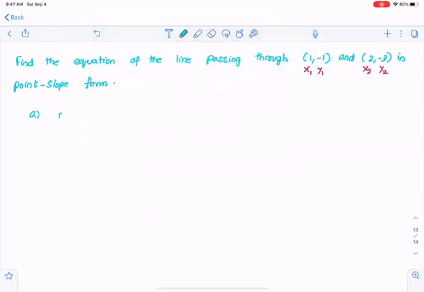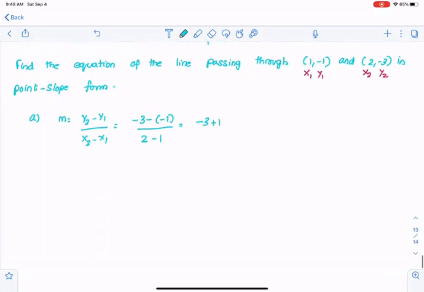Since we have 2 points, the first step would be to find the slope, y2 minus y1 divided by x2 minus x1. y2 is minus 3, y1 is minus 1, divided by 2 minus 1. So negative 3, negative of negative 1 is positive 1, divided by 2 minus 1 is 1. Negative 2 over 1, we get the slope to be negative 2. Now that we have the slope, we can either pick 1, negative 1 or 2, negative 3 to express it in point slope form.